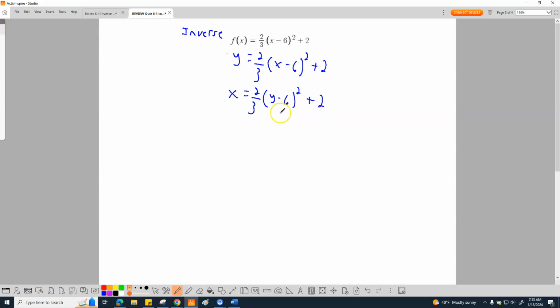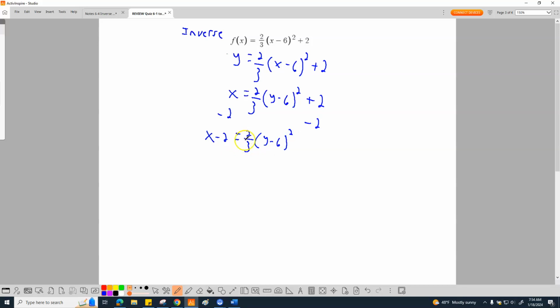You're going to solve this like a normal equation. These are all rules from Algebra 1. You're going to go backwards. So let's get rid of this 2. We do this by subtracting it on both sides. That gives us x minus 2 equals 2/3 times y minus 6 squared.